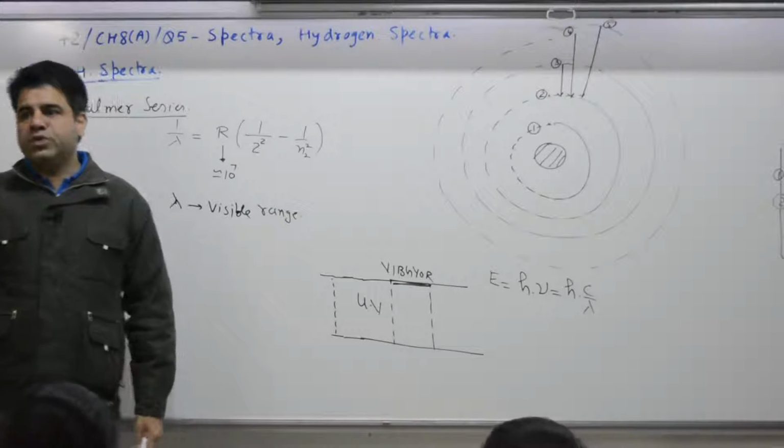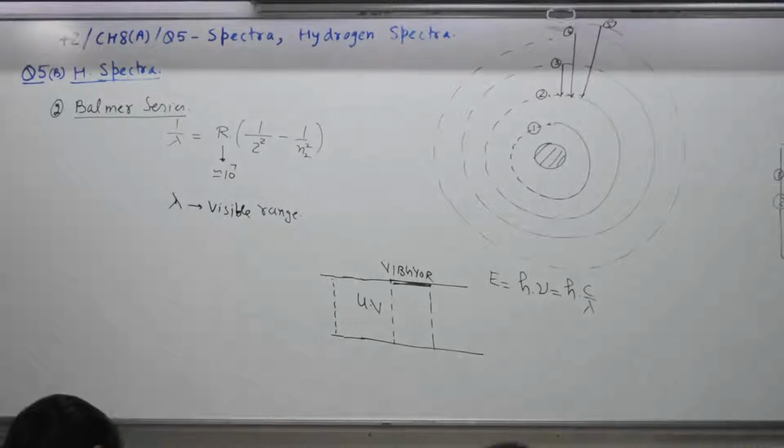Time with you is 2 minutes to write. Draw the diagram where jumps are to the second level.